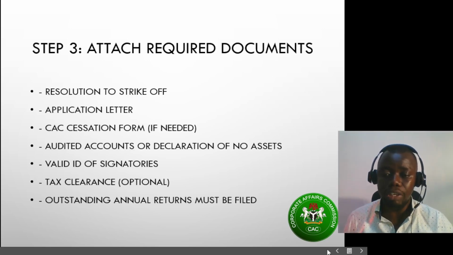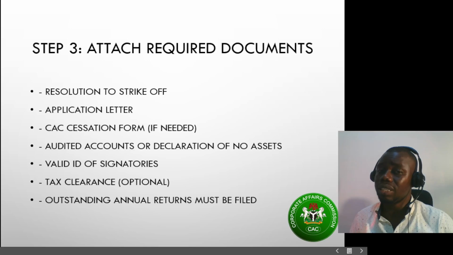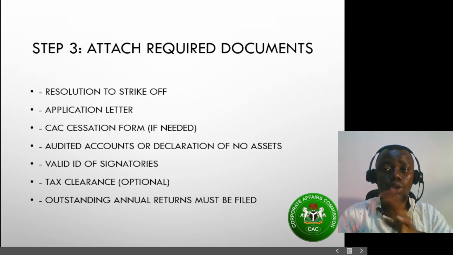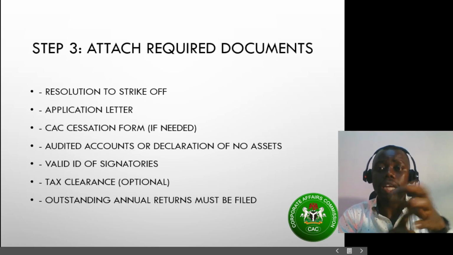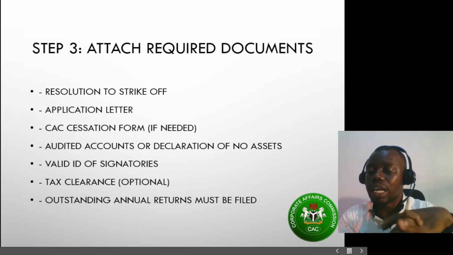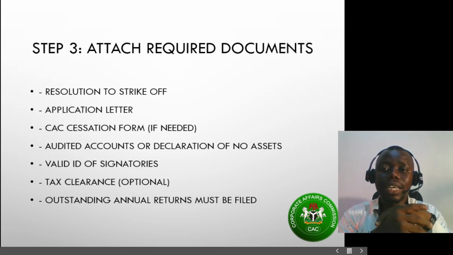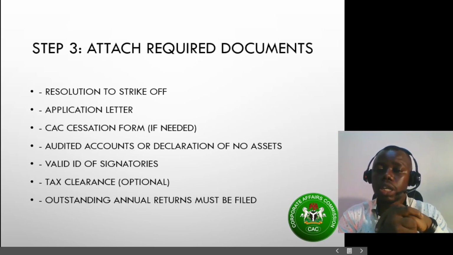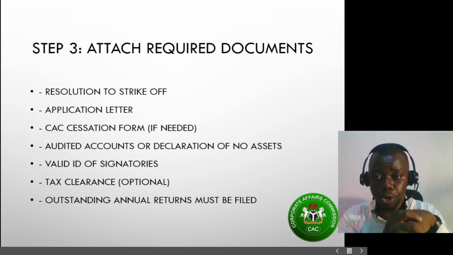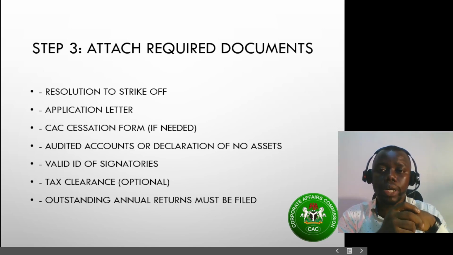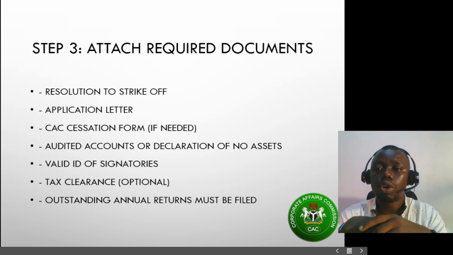There are some specific documents that you need to attach together to be able to carry out this strike off process. The first one is the resolution to strike off. The second one is the application letter. You need to apply, right? That application letter will be attached to it. The third one is the CAC cessation form. If it's required, sometimes they will request for that. That cessation form will be filled by you, right? The fourth one is the audited account or declaration of no asset.